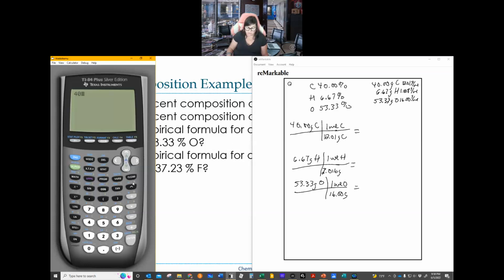Awesome possum. So 40 divided by 12.01 is 3.33 and change, 3.331 mole of C. I have 6.67 divided by 2.016, which gives me 3.31, almost, mole of H. And then I have 53.33 divided by 16, which gives me 3.33 mole of O.